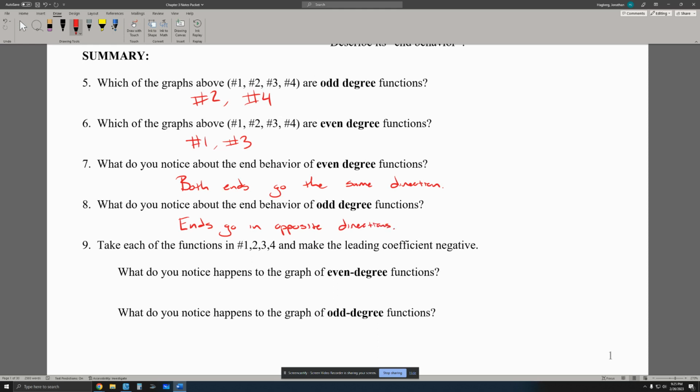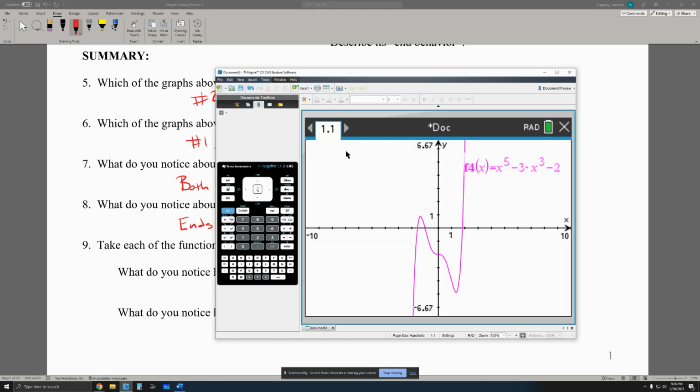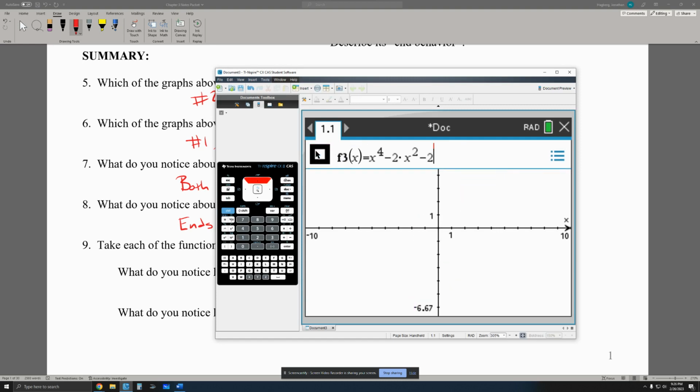Okay. So let's take each of these graphs and let's make the leading coefficient negative. Let's see what happens. So let's go back to that first one, the quadratic. I'm going to toggle this one off and we'll go back to the quadratic. So what happens to the graph when I make the leading coefficient negative? When I hit a negative here, it flips the whole graph. Now the whole thing is opening downward. We see that the end behavior flips from both going up to both going down.